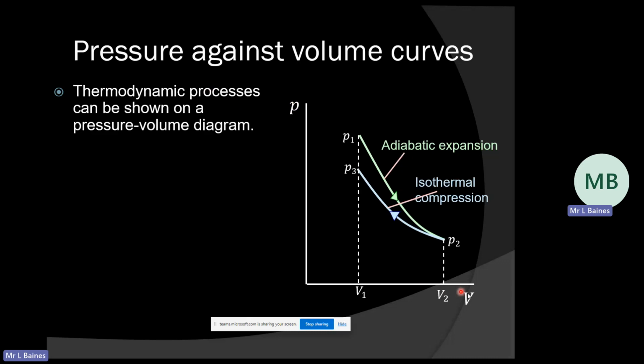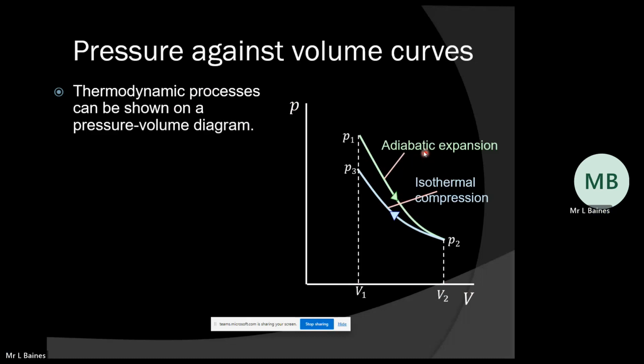We've got a pressure and volume curve here. We need to be comfortable with those two axes and then reading off what's happening on each of these lines. So we have different lines happening here. We can show different processes and you need to be able to identify them as we go.